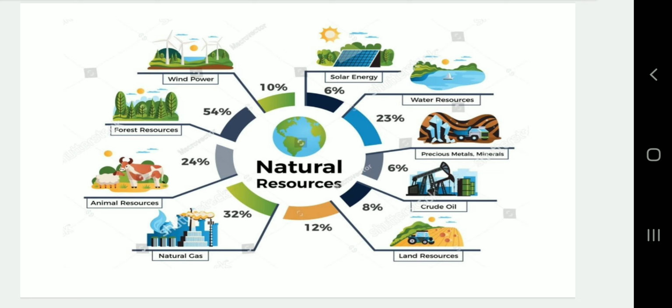Over here broadly we can see forest is the largest and biggest key player for our use. Then it is followed by natural gas, and the third one is the water resource. These are the three key important resources for human use and human civilization.